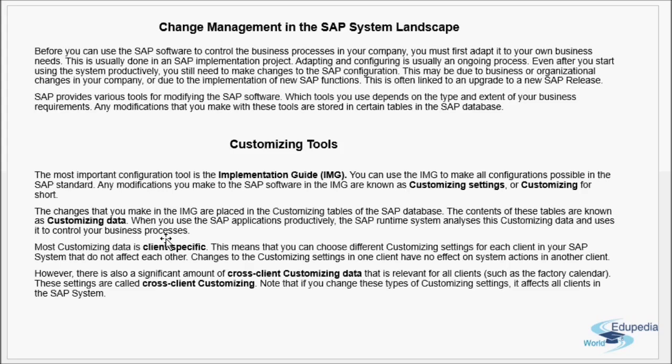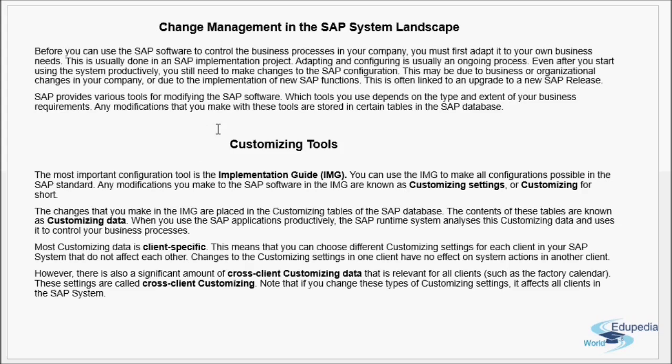Before you can use the SAP software to control the business processes in your company, you must first adapt it to your own business needs. This is usually done in an SAP implementation project. So say my company is using ERP SAP. Practically, when you use standard SAP software for your company, you have to modify it, you have to customize it for your own business needs. So this is nothing but an implementation project.